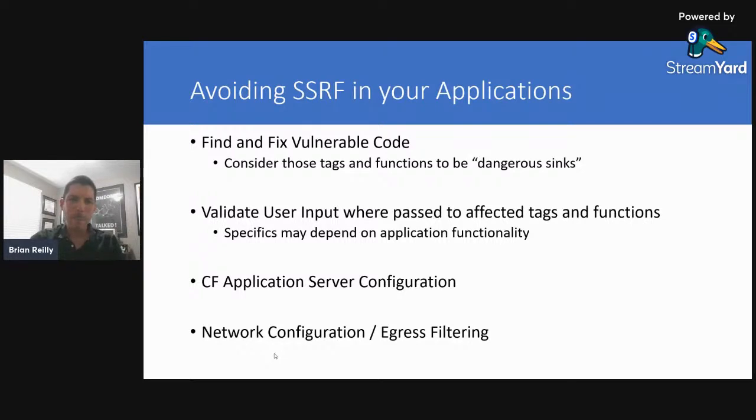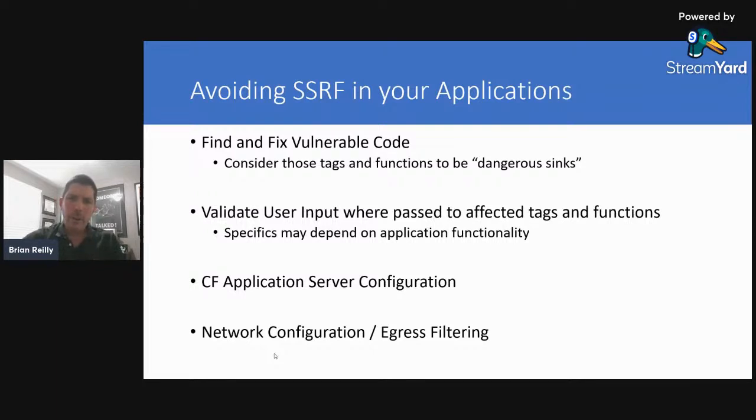So right off the bat, you want to find and fix your vulnerable code. If you are familiar with the concepts of static analysis and code scanning, you may understand the terms sources and sinks. So where is my data coming from? Where is my user supplied data coming from? And where is it flowing to? What sinks is it flowing into?